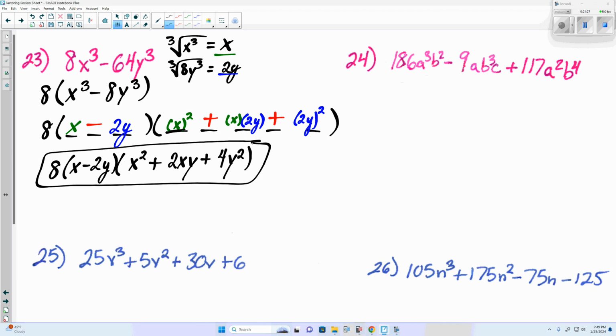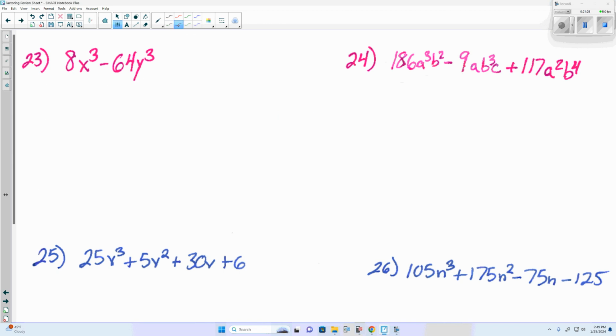So 24, again, the first thing we're looking for is the greatest common factor. Looking at these 3 terms, we do have some variables. Well, a is in common with all 3, yes? And it's just going to be a to the first because the smallest exponent attached to all 3 is 1, so we can only take 1 out of all 3. We do have b. We have b squared, b cubed, and b to the 4th. So we can take out a b squared. Only one of them has c, so we can't factor c out.